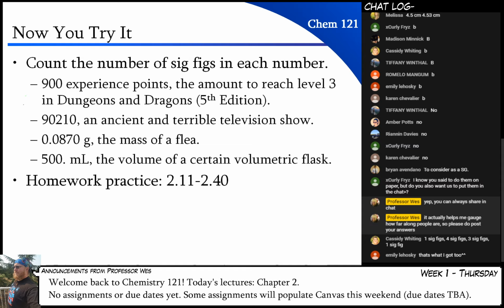All right, so the number 900 right here. We're going to underline this digit because it is non-zero, so it's significant. These zeros are placeholders. There is no decimal point. Therefore, there is only one significant figure in this value.